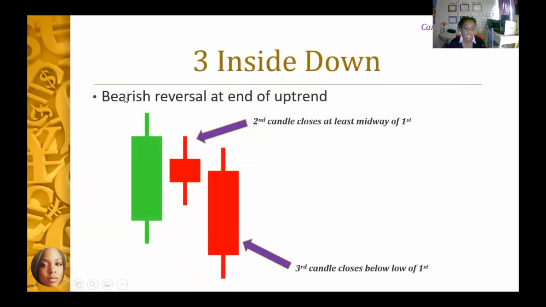The opposite is true for the three inside down. It's a bearish reversal at the end of an uptrend. You see this at a resistance level. That's what it means by the end of an uptrend. It means it came to a resistance level. Okay, so you see this at a resistance level at the end of an uptrend, and then you better bet that the market is about to reverse. Okay, the important thing to note: the second candle closes at least midway through the first one, and then the third candle is going to close below the low of the first. Okay, that's letting you know the sellers said we're taking this, it's ours.